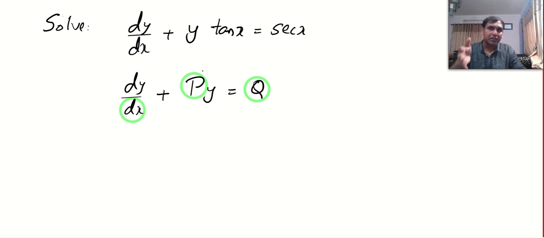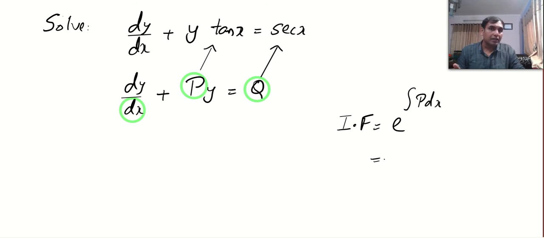Okay, so what's the first thing to do? Comparing with the standard equation, p is equal to tan x, q is equal to sec x, so that our integrating factor will be e to the power integral p dx, and that will be e to the power integral tan x dx. And I hope you are good with these formulae. What is integration of tan x?